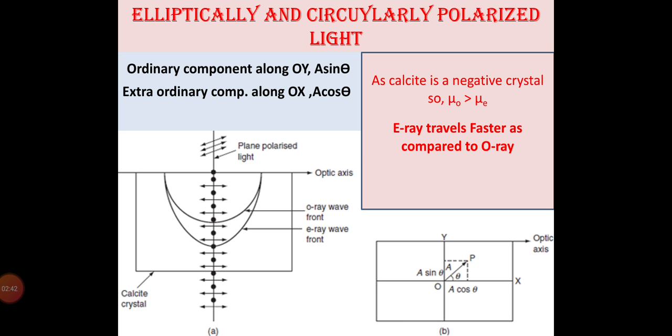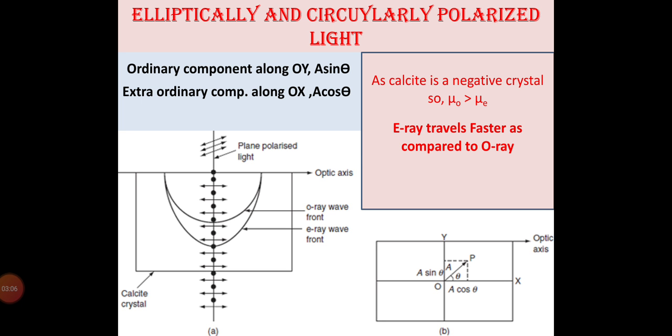So according to Huygens double refraction, both components will travel in the same direction, which is perpendicular to the plane of paper, but with different speeds, different velocities, and that will depend upon the nature of the crystal. You know that in the calcite crystal, which is a negative crystal, the E ray travels faster than the O ray.